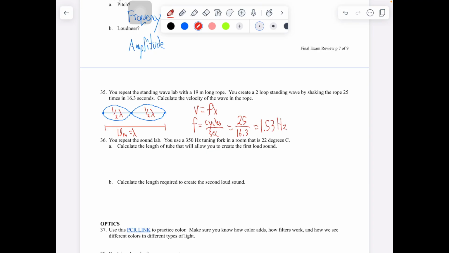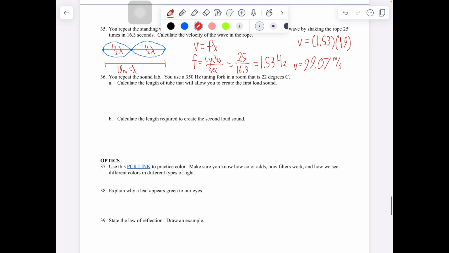Plug that in to velocity is frequency times wavelength. So the frequency 1.53 and our wavelength of 19, we get 29.07. And now I know on the answer key we have 29.14. That's just a difference in rounding.